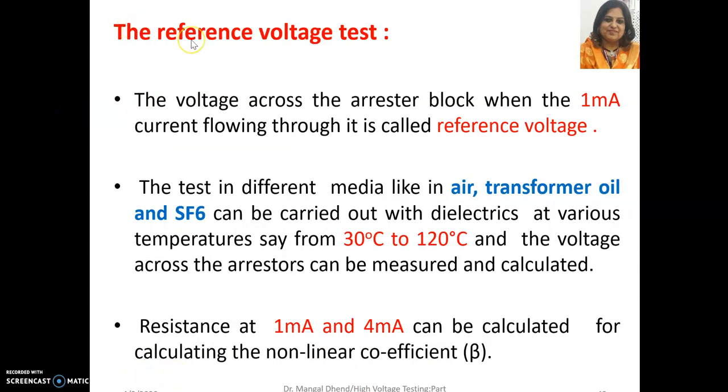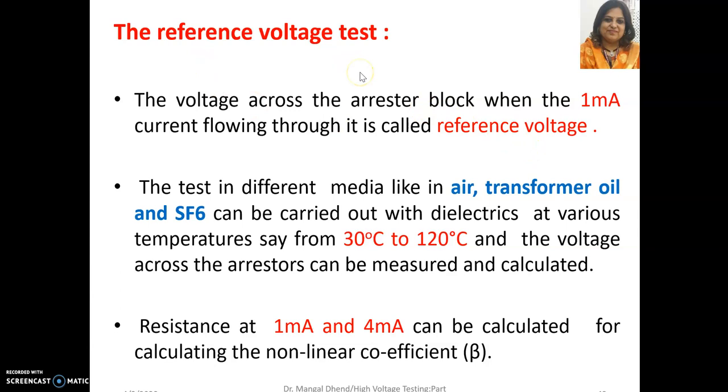Then the second test is the reference voltage test. What is the reference voltage? When voltage is applied across one arrestor block, one disk, in such a way that the current through that disk is 1 milliampere, then that voltage is called the reference voltage. So in short, when 1 milliampere current is passed, the voltage drop across the stack or one block is called the reference voltage.